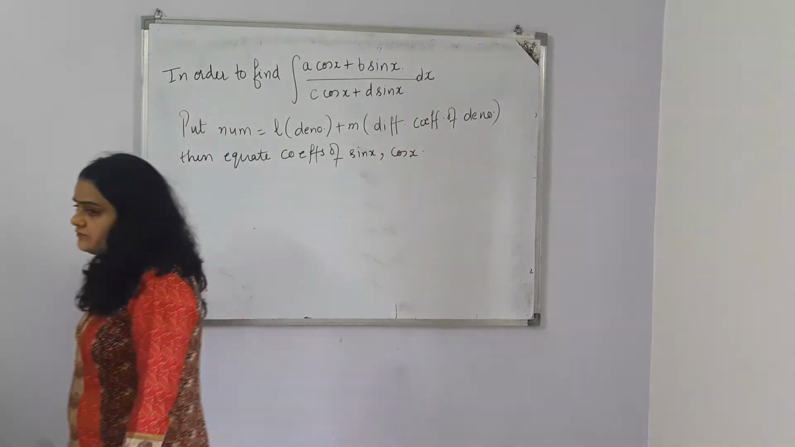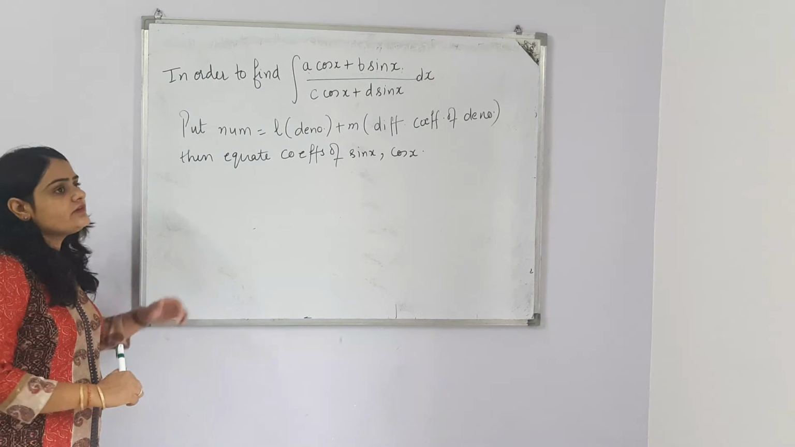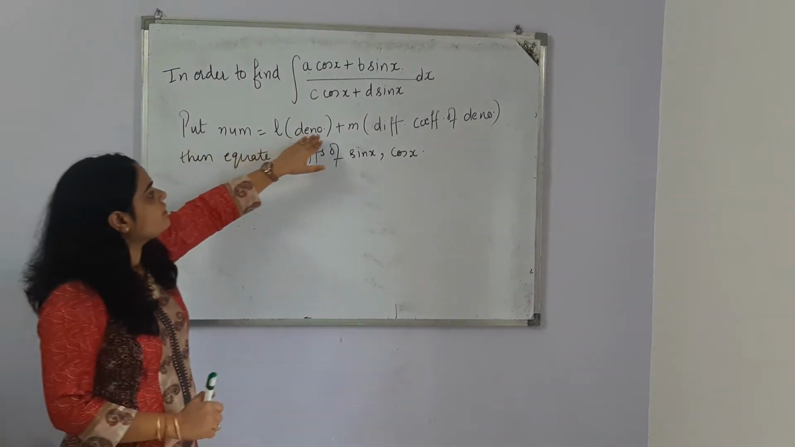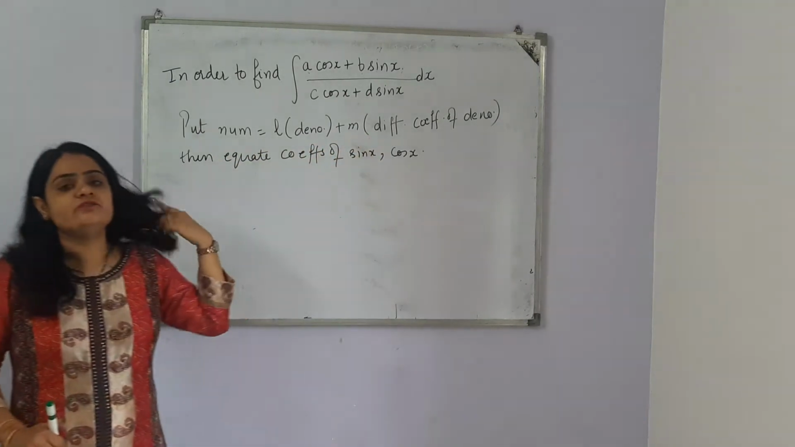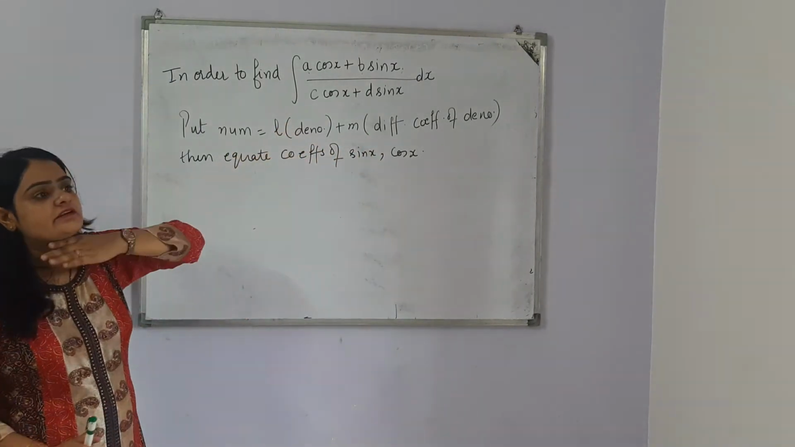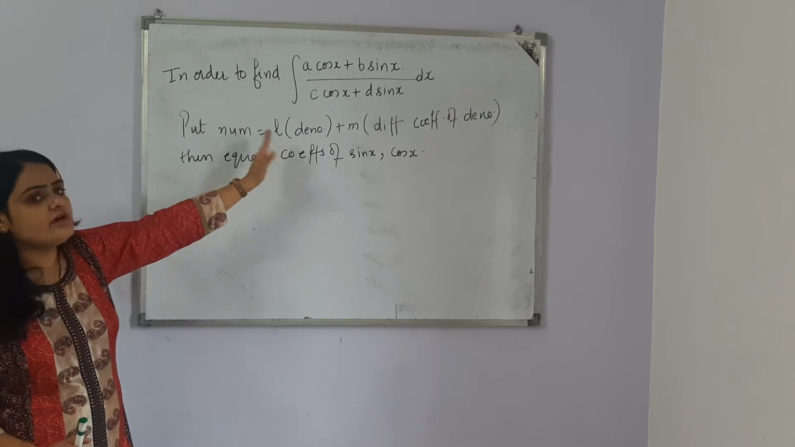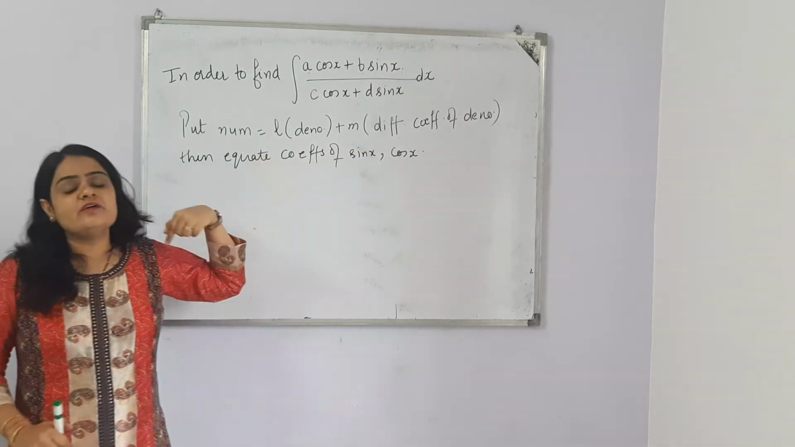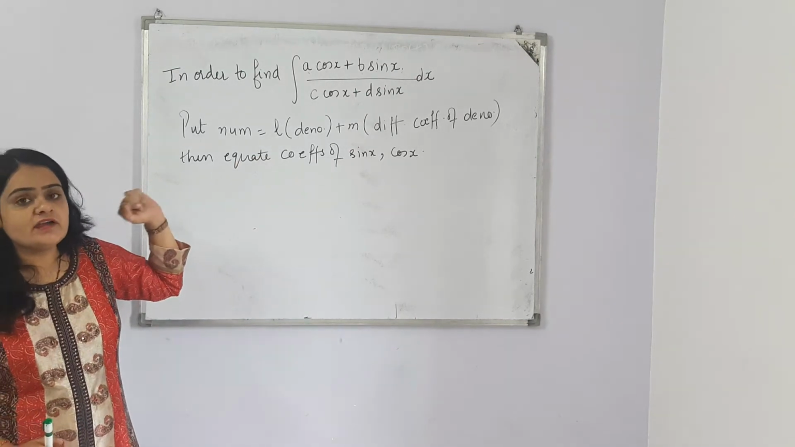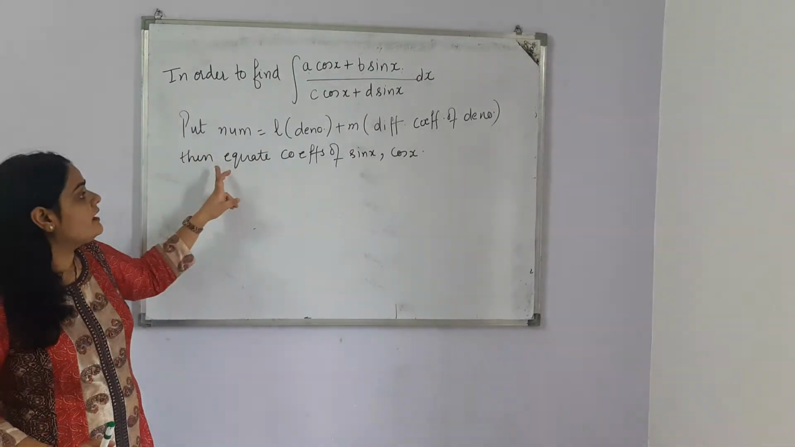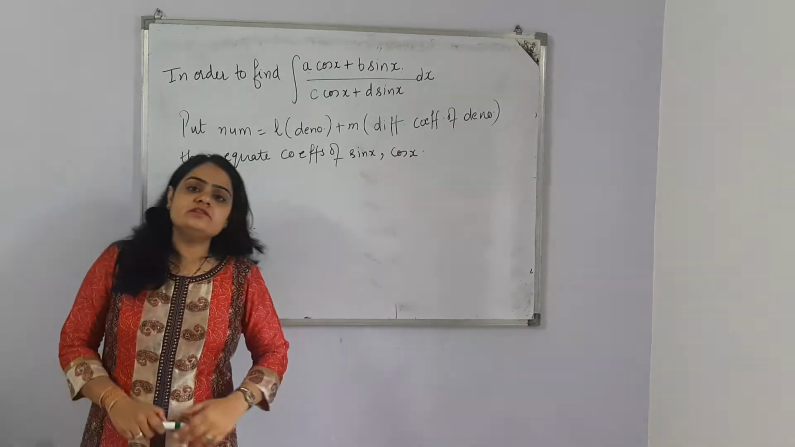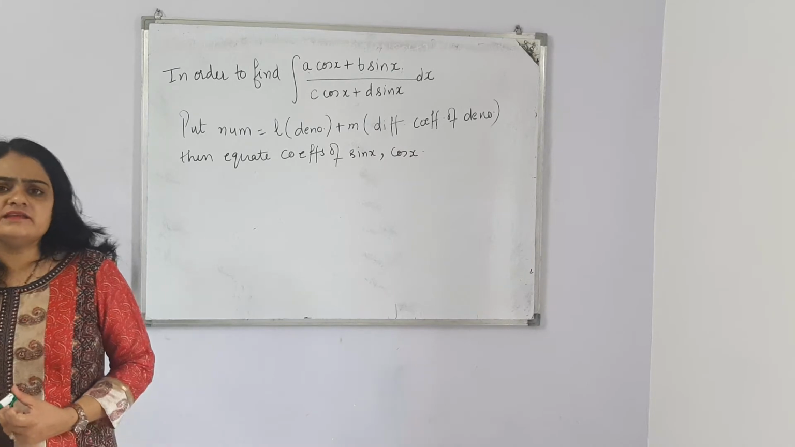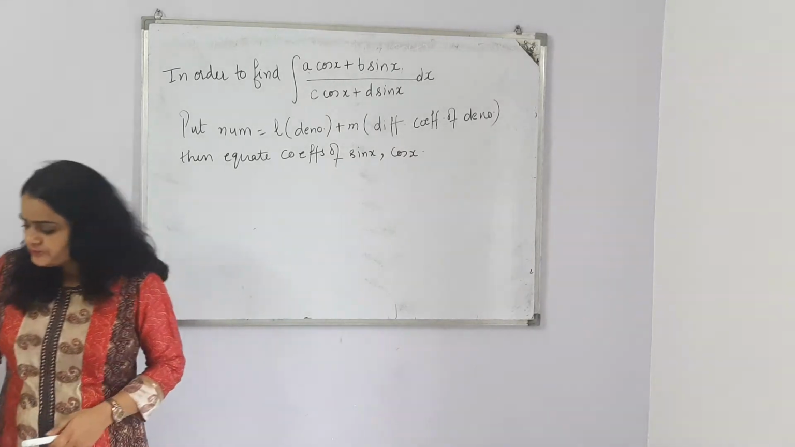So what we need to do in this type of case is substitute numerator equals L times the denominator plus m times the derivative of the denominator function. So what are L and m? Of course we are taking L and m on our own, so we need to find the values of L and m. How can we find them? We equate the coefficients of sin and cos, and there we'll get the values of L and m. Let's do one question, then this criteria will be more clear to you.